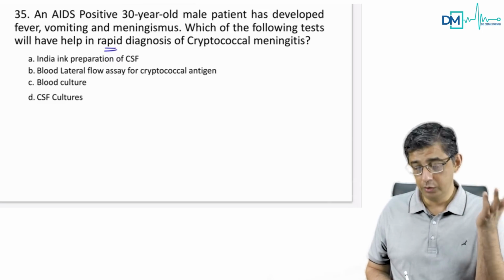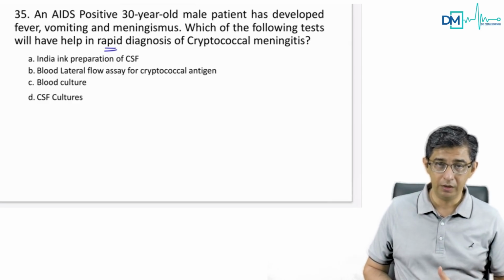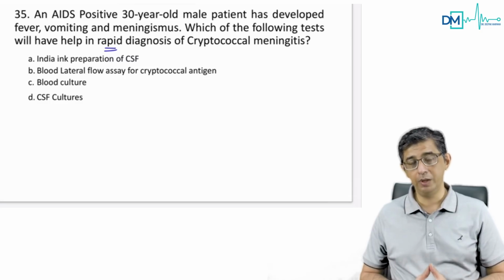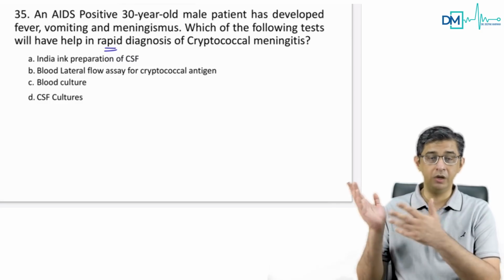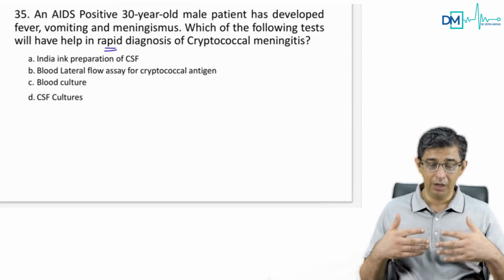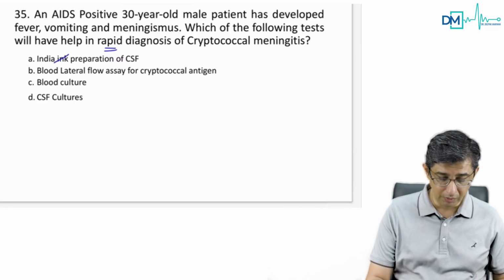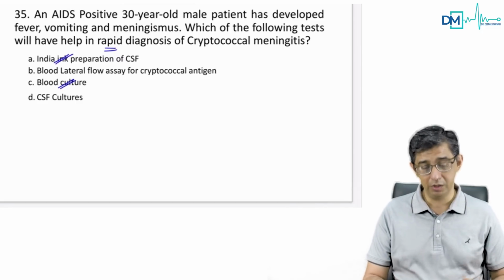If I put it like this, what is the rapid test for COVID? We need to go for an antigen test or antibody based test, because PCR will take a long time. The report will take time to come. So an antigen or antibody test has to be a rapid test. So I'm ruling out India ink from the discussion now. I'm ruling out blood culture and CSF culture as well.